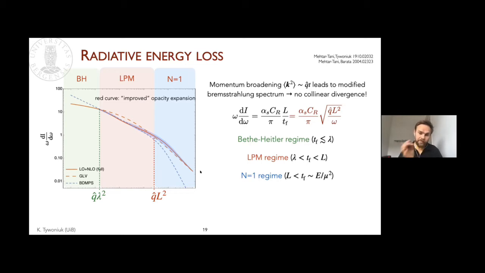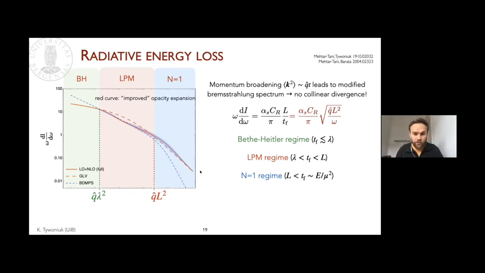With this formula, you can immediately understand why there is this separation between short formation times and some decoherence time. Because, of course, at short times, the momentum broadening hasn't yet built itself up. There's of course a minimal time, which is the mean free path, but that's also a small correction to this picture. So basically, these medium effects build up over time, and that's why there is this separation both in a space-time picture and in a momentum picture.